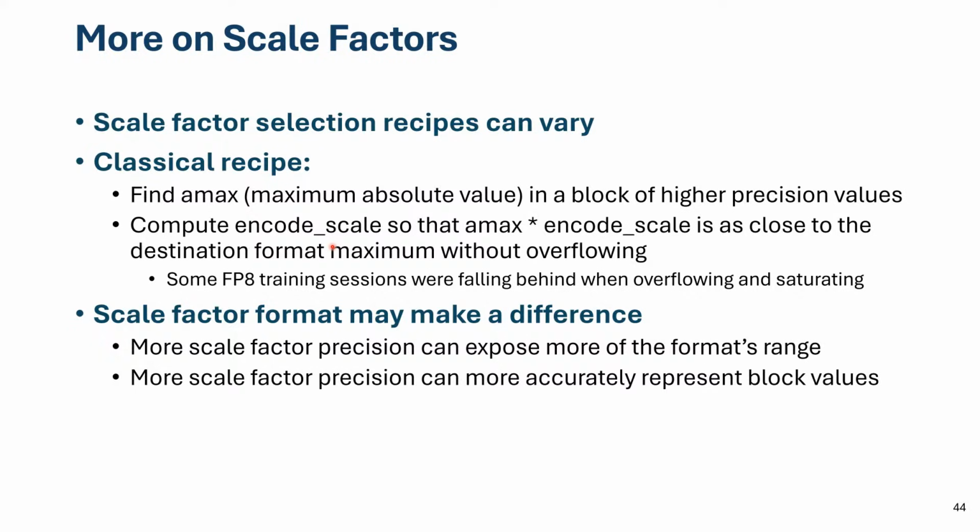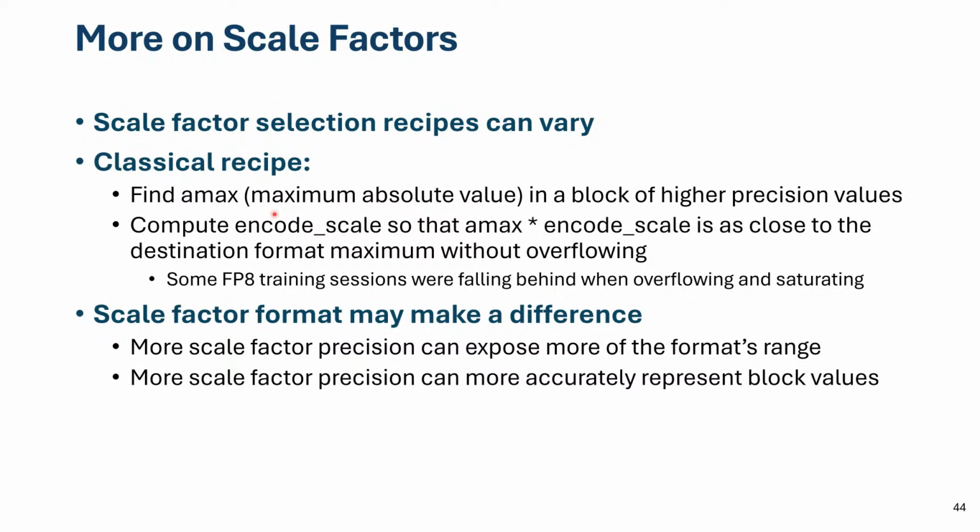And we don't want to overflow, because in some FP8 training sessions, we saw that if we overflowed the destination format and then just saturated the value after scaling, a bunch of high magnitude values just became indistinguishable. Say in FP4's case, they would all just become 6 and you cannot tell them apart. That was stalling training to some degree, and that was actually in FP8. So that's how we followed this recipe.